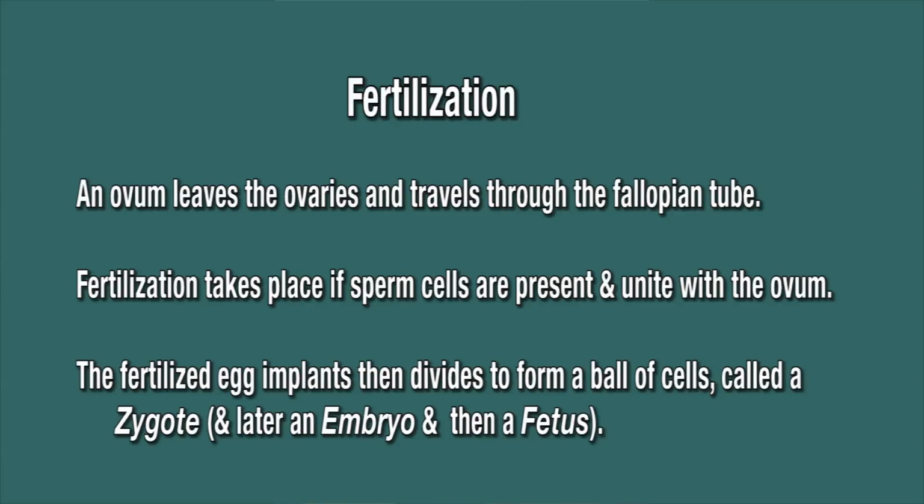Fertilization. An ovum leaves the ovary, travels through the fallopian tubes. From there, fertilization takes place if the sperm cells are present and unite with the ovum. The fertilized egg implants. It divides to form a ball of cells. We call that a zygote, and later an embryo, and then a fetus. Make sure you know that order.